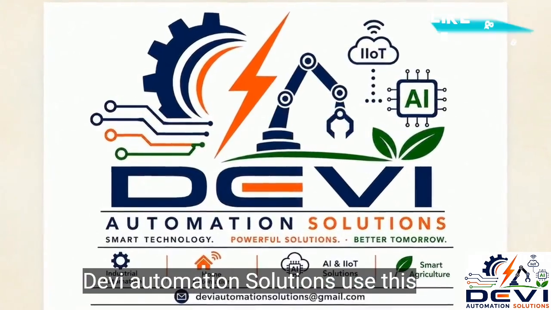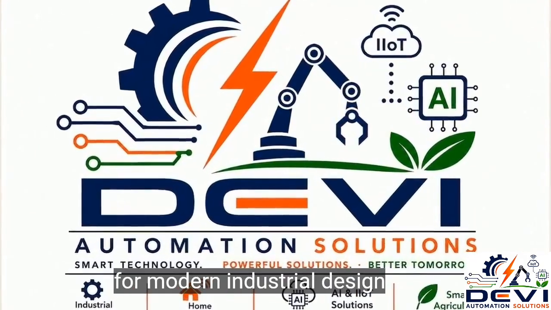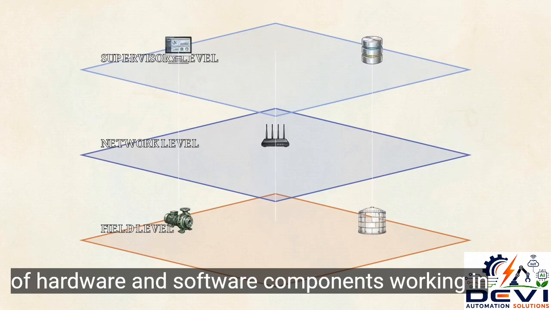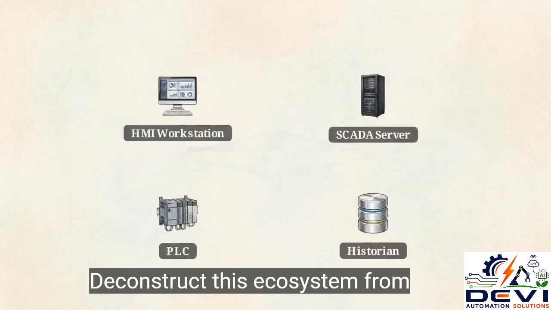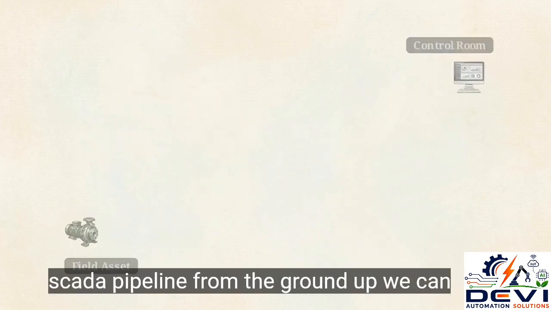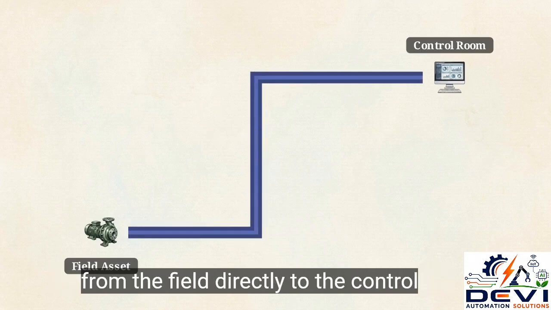Organizations like Devi Automation Solutions use this specific framework as the architectural blueprint for modern industrial design. SCADA functions as a multi-layered ecosystem of hardware and software components working in tight synchronization. We are going to deconstruct this ecosystem from first principles. By building the SCADA pipeline from the ground up, we can trace exactly how physical data moves from the field directly to the control room.